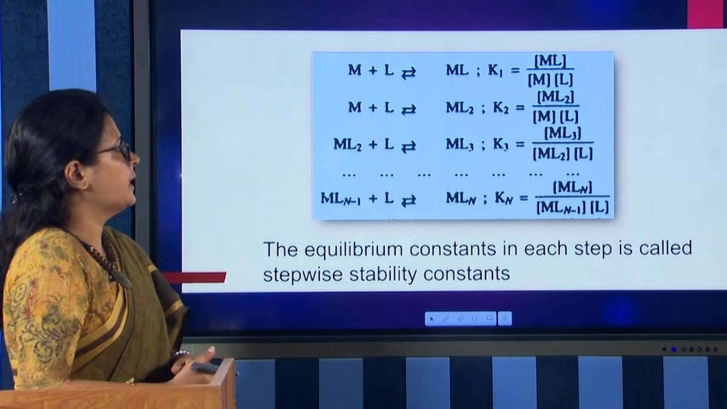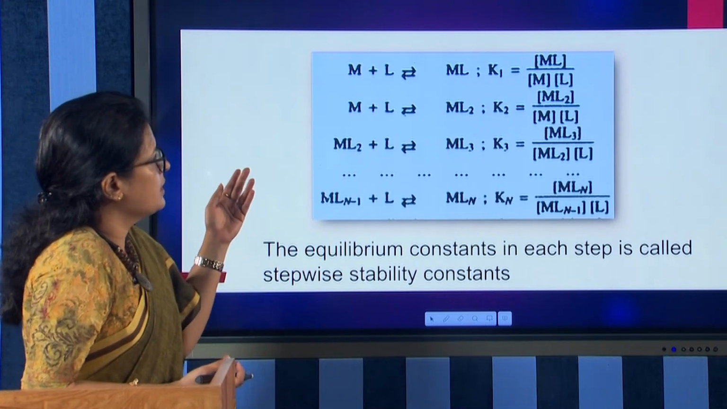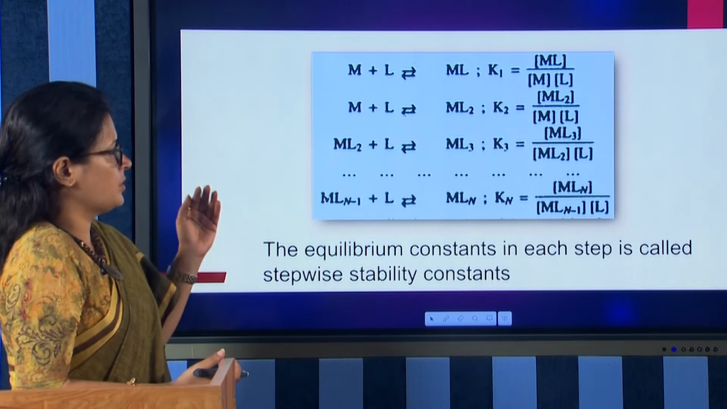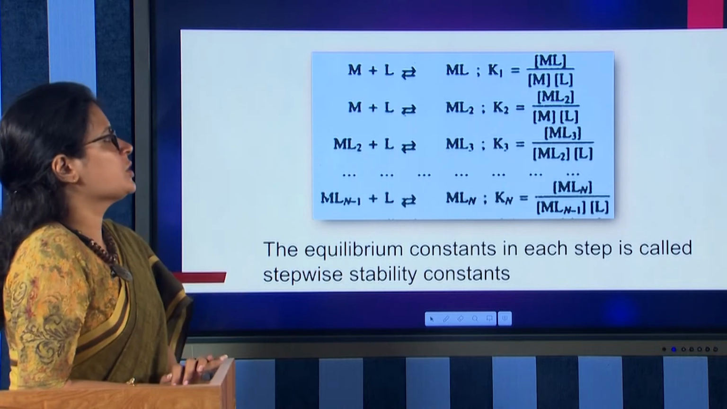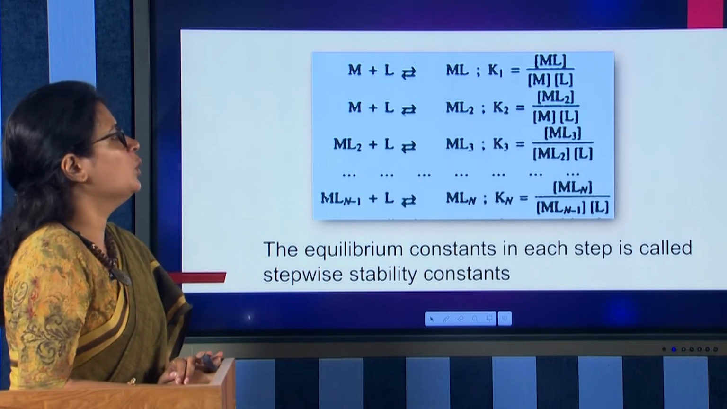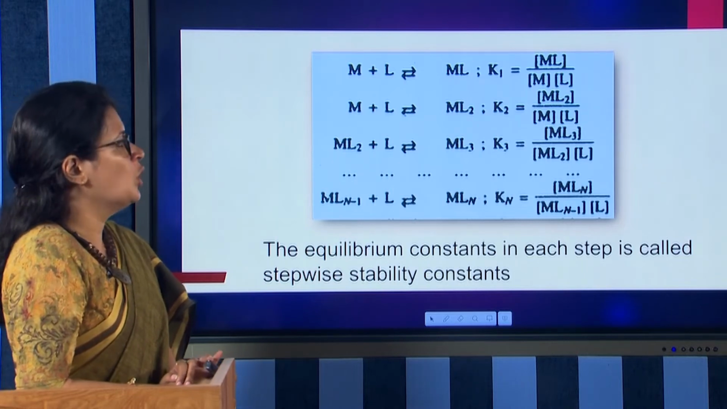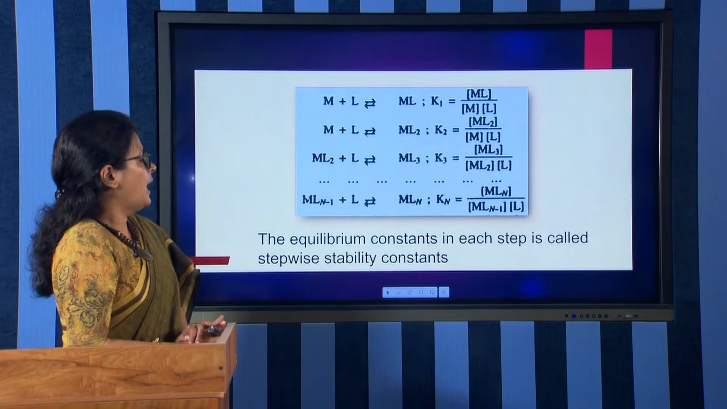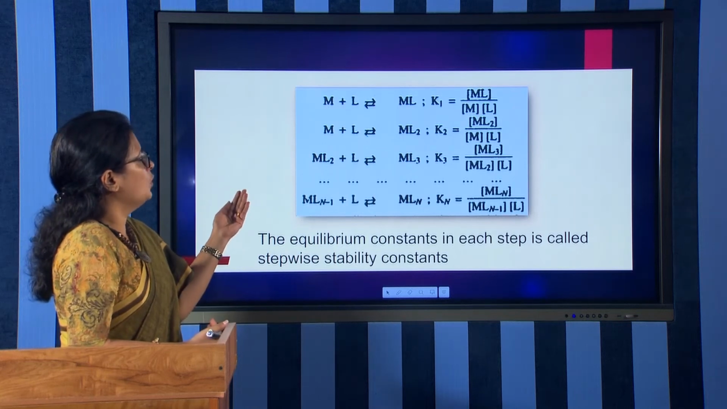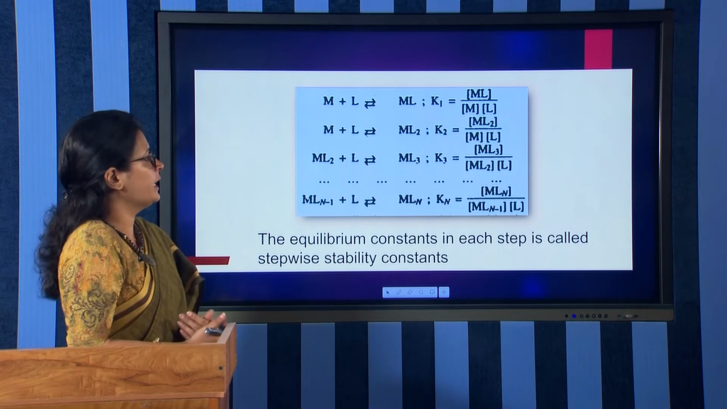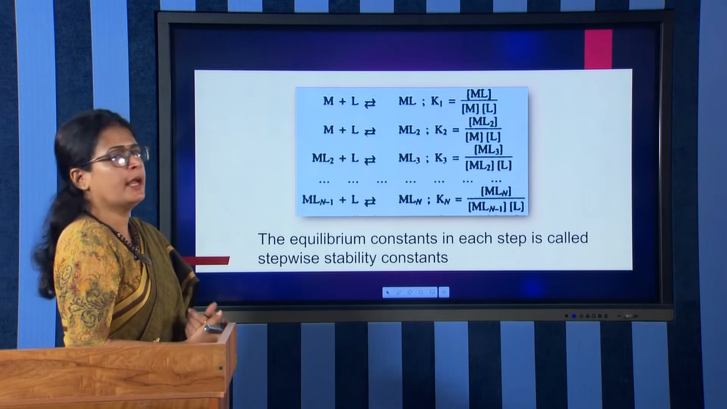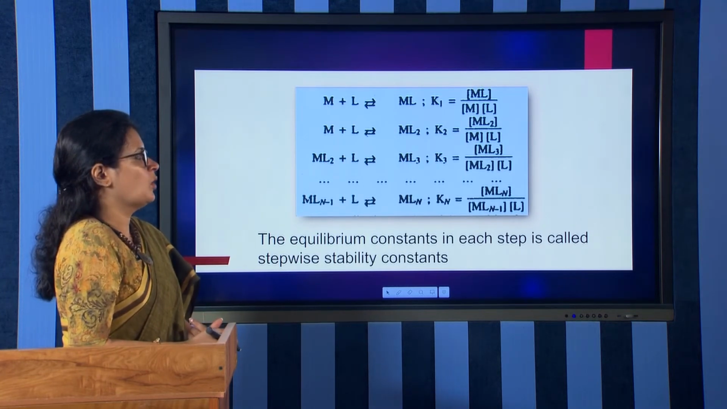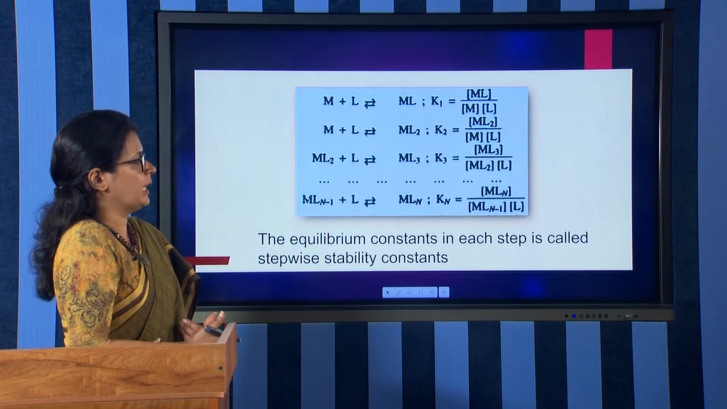In the second step, ML plus L gives ML2. If it forms ML2, the stability constant is K2, that is K2 equal to concentration of ML2 divided by the concentration of ML into the concentration of L. Now this ML2, when combined with another ligand, ML2 plus L, forms ML3, and in that case K3 equals the concentration of ML3 divided by the concentration of ML2 into the concentration of L.